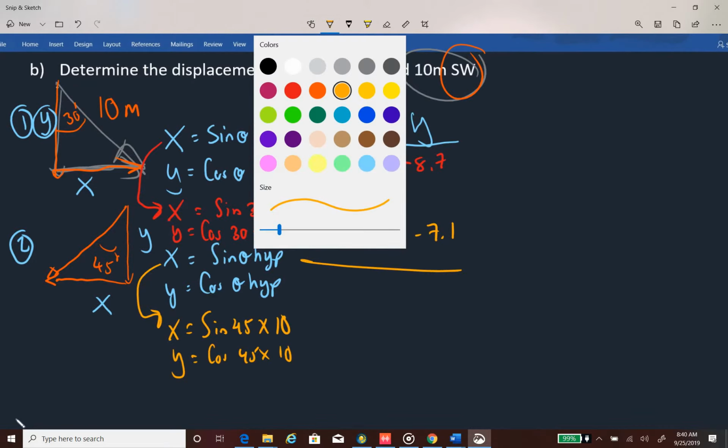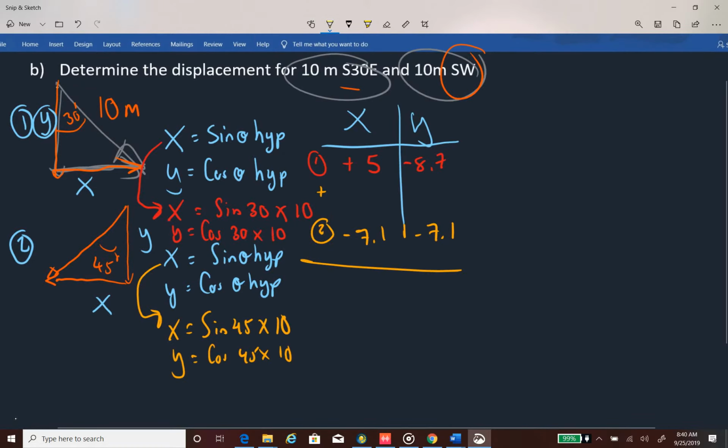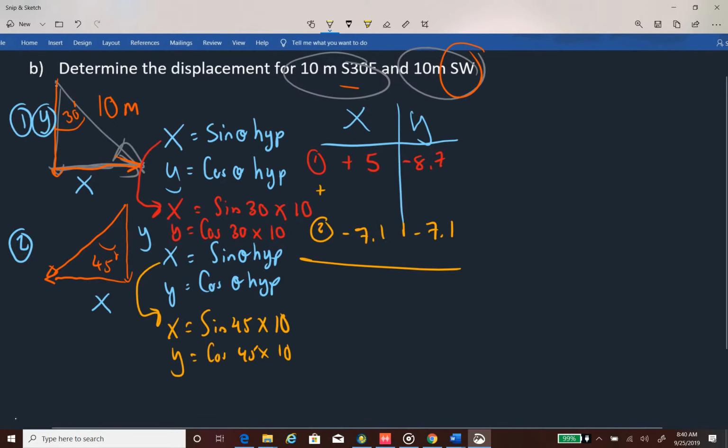Now what you do is you add them up. Let's use this bright yellow. 5 and negative 7.1 give you negative 2.1. And negative 8.7 and negative 7.1 give you negative 15.8.